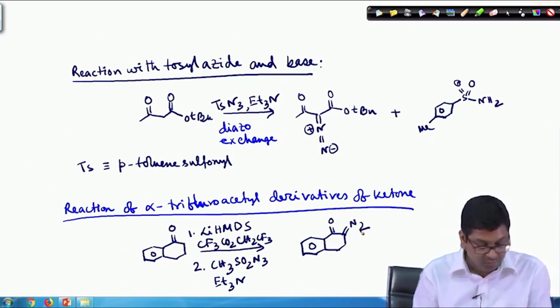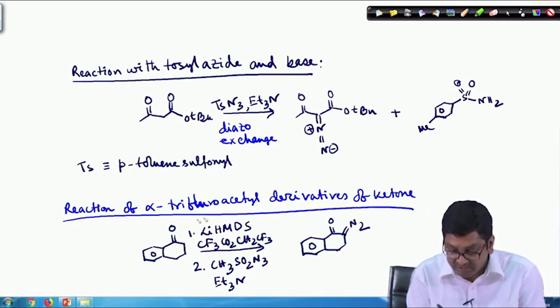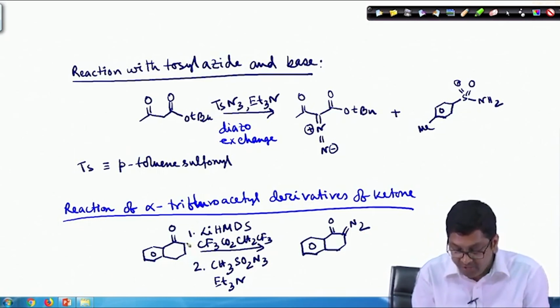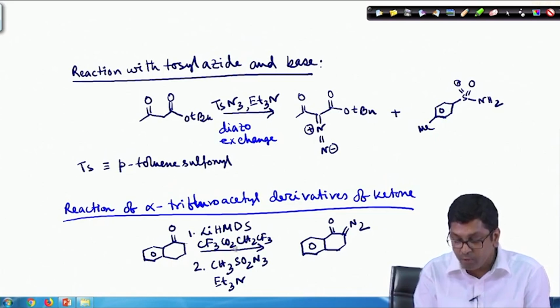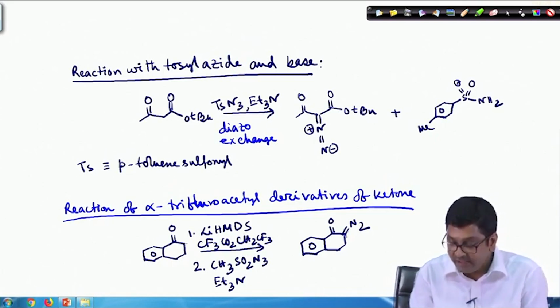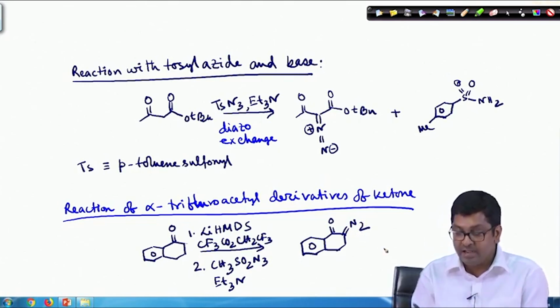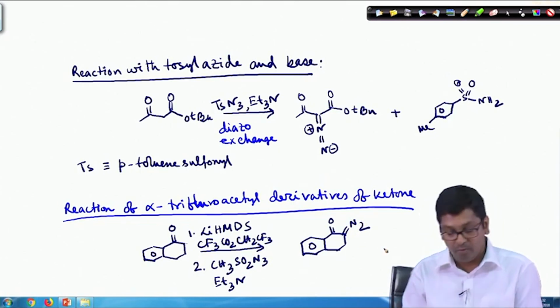Okay. So, these types of substrates can also, first in presence of base, generate the anion, and that will pick up this group from the ester, and finally, the diazo transfer will give you the desired diazocarbonyl compound. Okay.